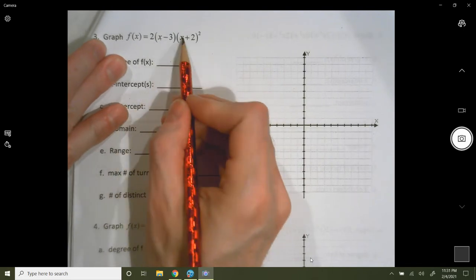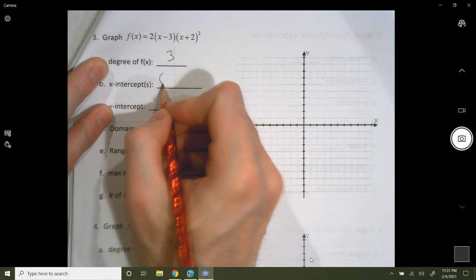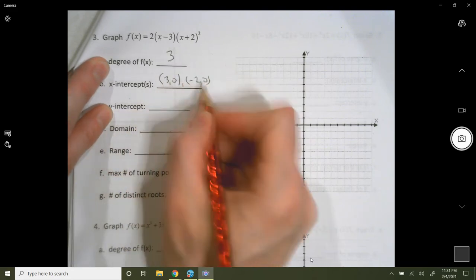The degree, I've got an x, and then I've got an x squared. So the degree is 3. My x-intercepts are (3, 0) and (-2, 0). Now notice this is a double 0.